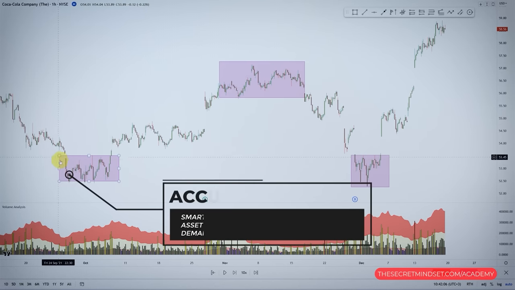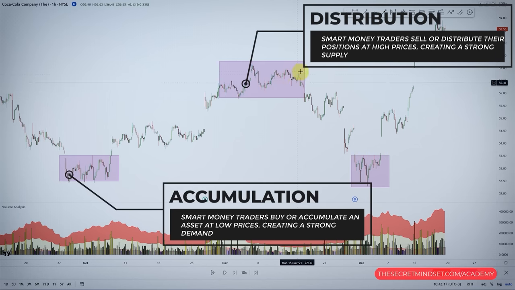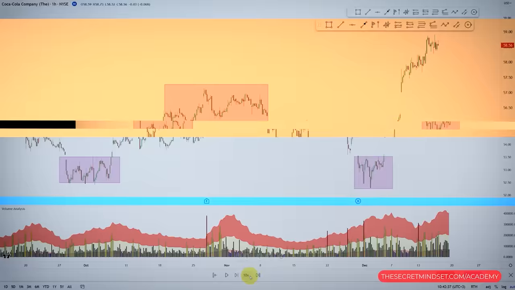Accumulation is the phase where smart money traders buy or accumulate an asset at low prices, creating a strong demand. Distribution is the phase where smart money sells or distributes their positions at high prices, creating a strong supply. The goal of these accumulation and distribution strategies is to create false signals and expectations in the market that lure retail traders into buying or selling at the wrong time.